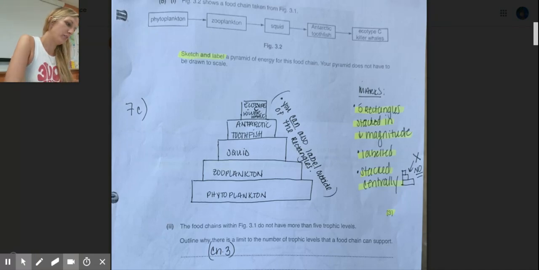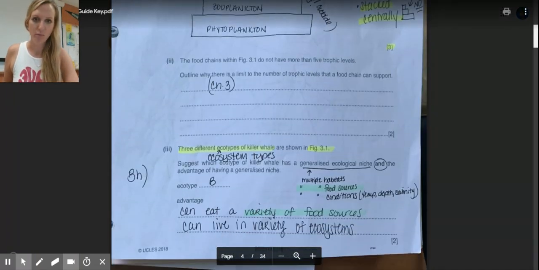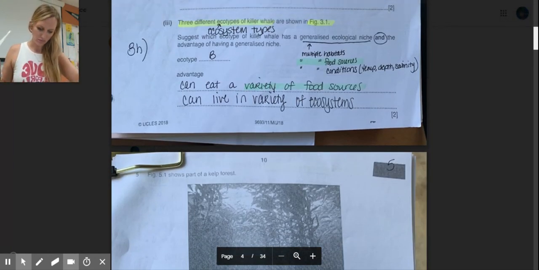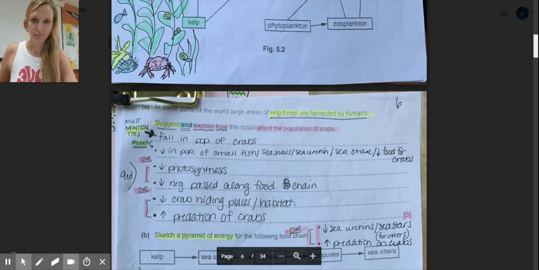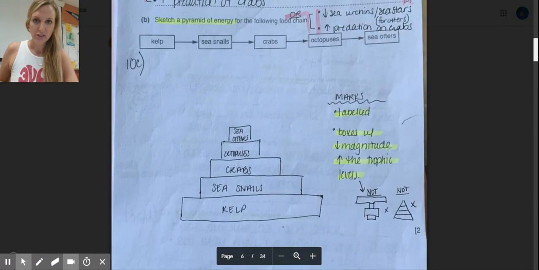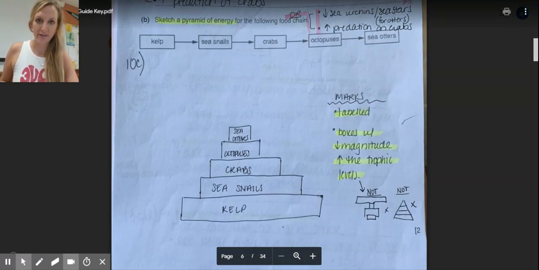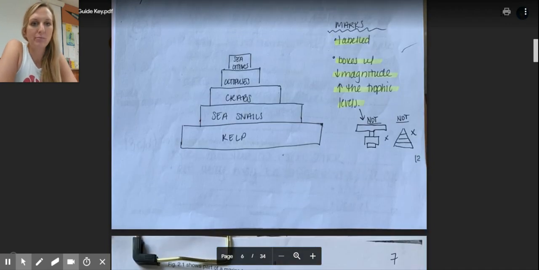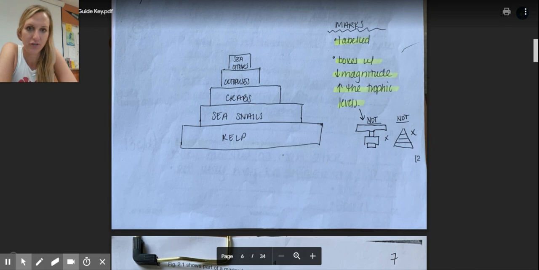After 7, we have number 10. Same thing. Do a pyramid of energy for this food chain. Kelp, snails, crabs, octopuses, and sea otters. It is octopuses, not octopi. Again, it's stacked centrally with decreasing magnitude, and they're labeled.